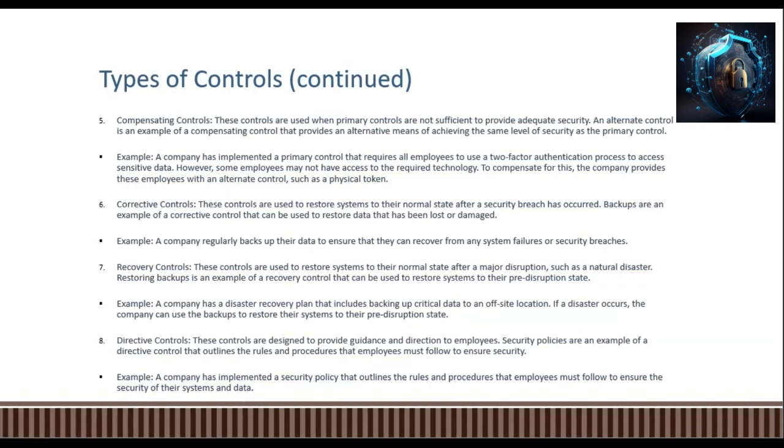Directive controls. These controls are designed to provide guidance and direction to employees. Security policies are an example of a directive control that outlines the rules and procedures that employees must follow to ensure security. Example, a company has implemented a security policy that outlines the rules and procedures that employees must follow to ensure the security of their systems and data.